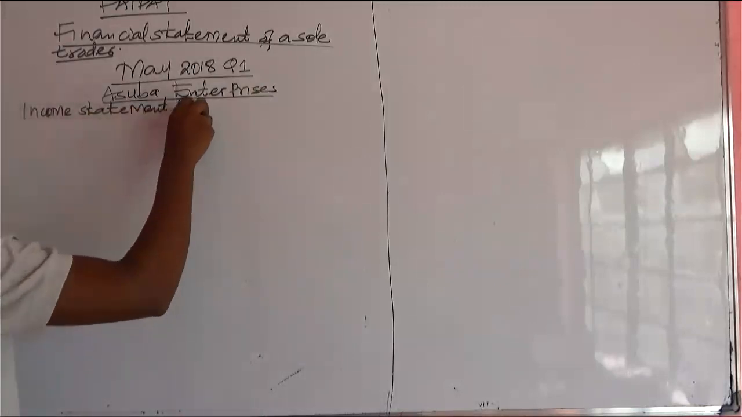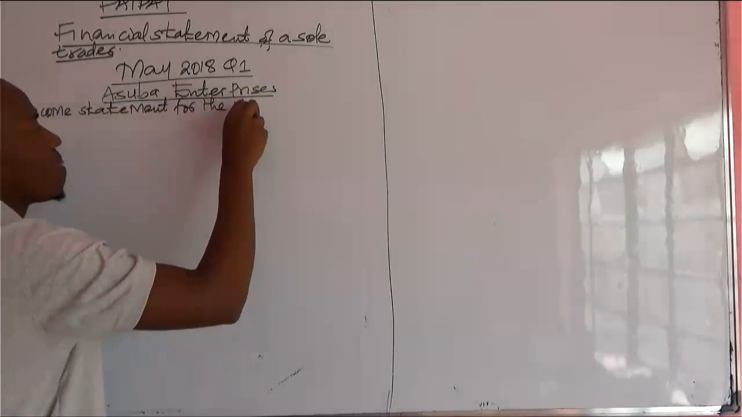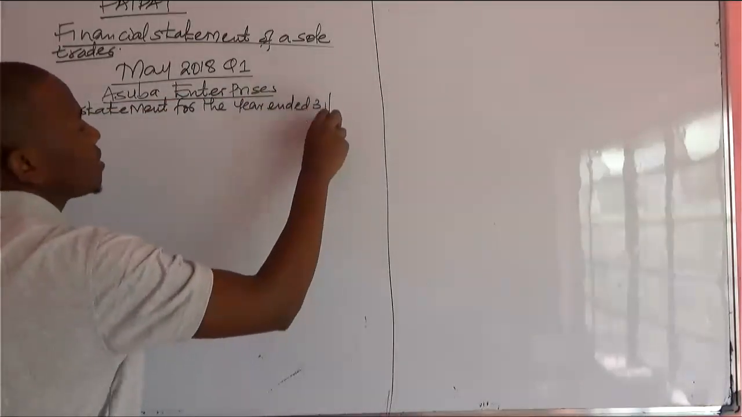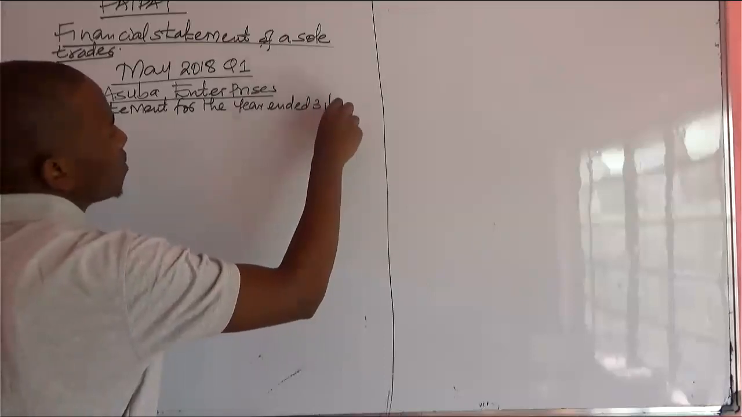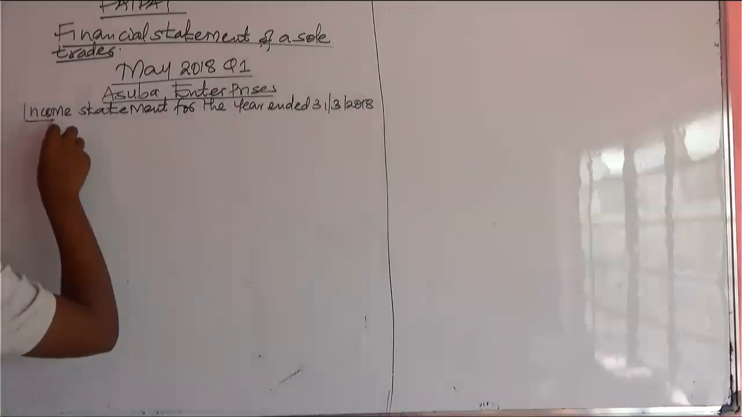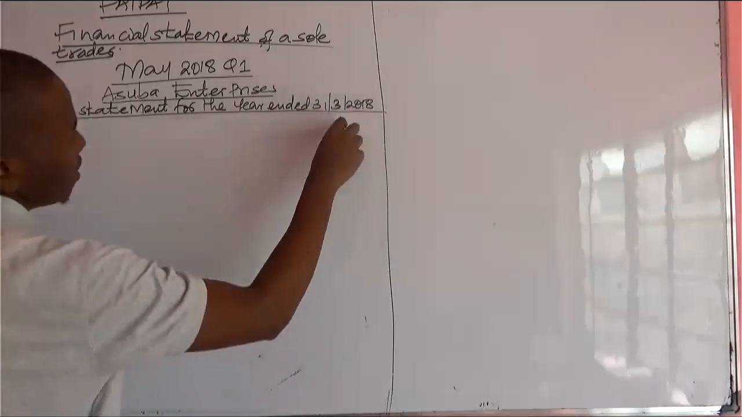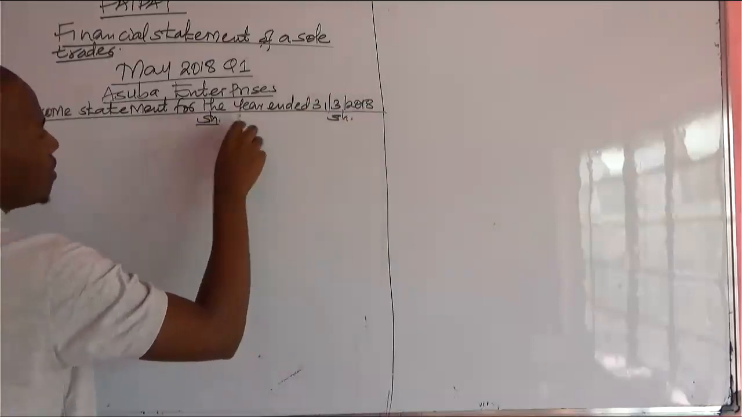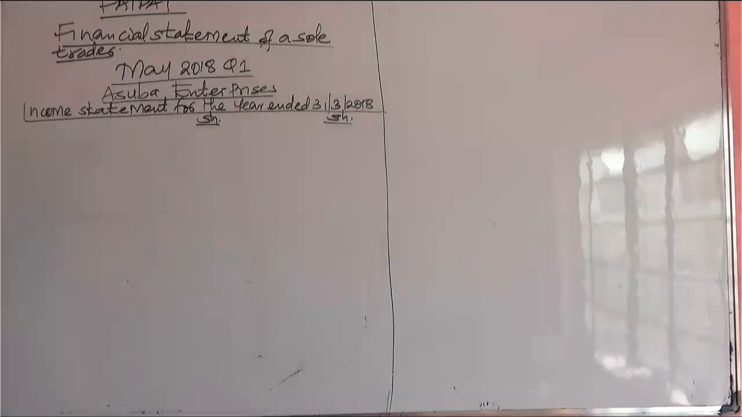For the year ended 31st March 2018. I will have shillings here. I will also have shillings there. In our case, shillings are not in thousands. So the first thing, this is a format, and you have to just understand the format.